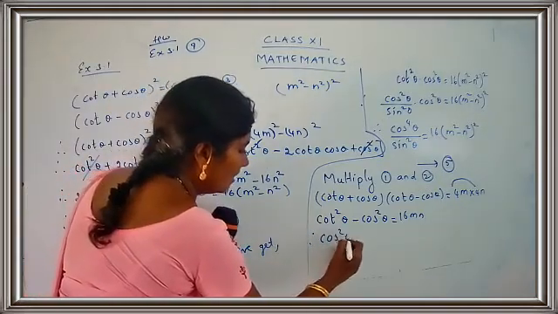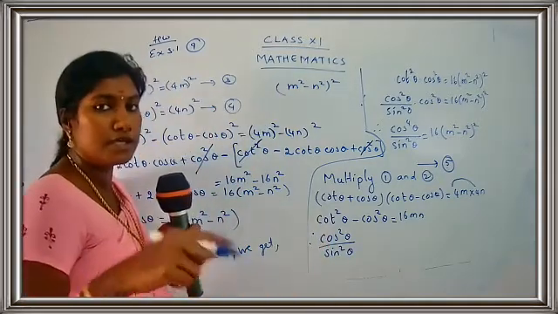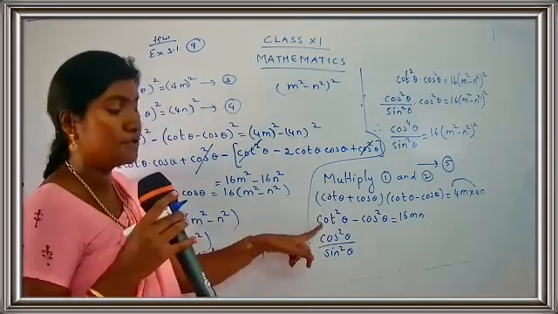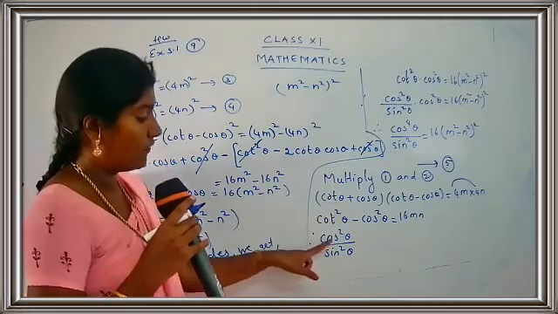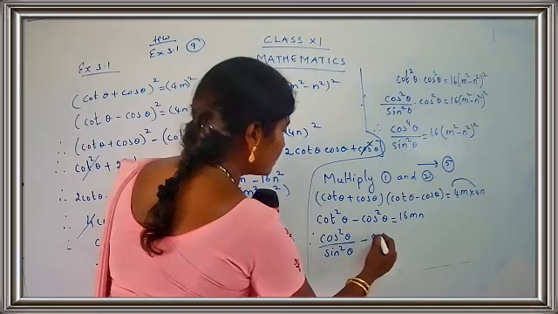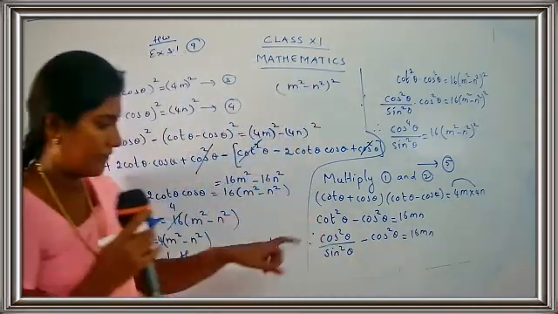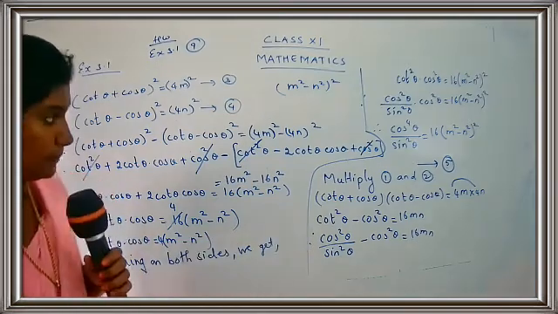So what do you get here? Cos square theta upon sin square theta. Are you getting the step, children? Cot theta is cos upon sin. I want the answer in terms of cot square theta, so you have to write cos square theta upon sin square theta minus cos square theta is equal to 16 mn. Very simple step. I have just changed the cot square part. Okay.